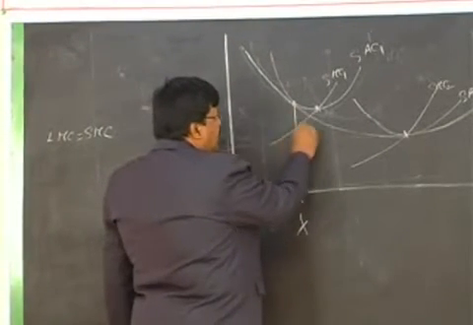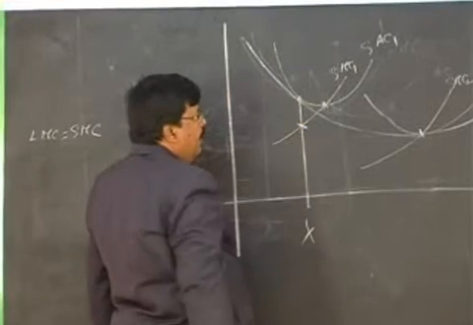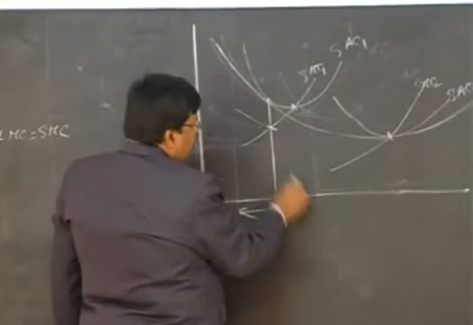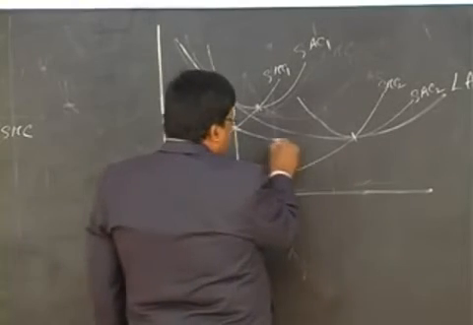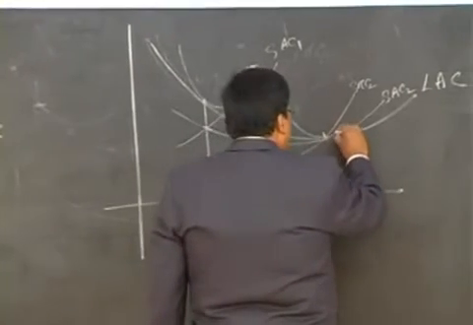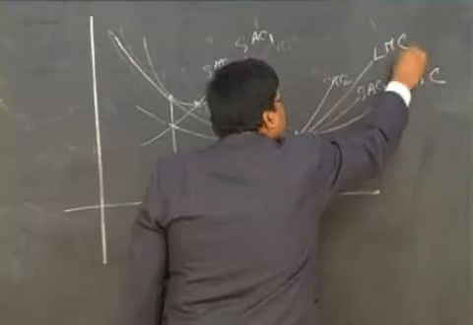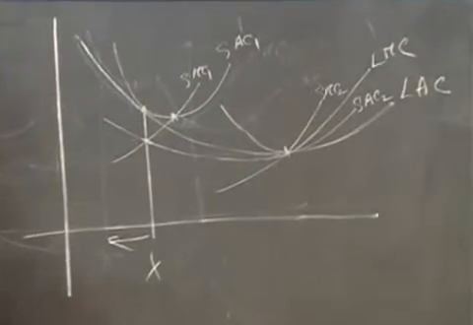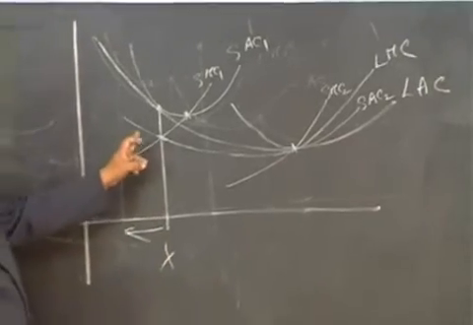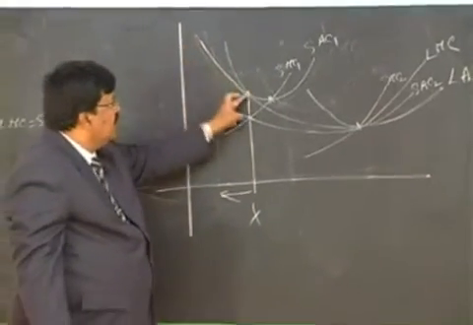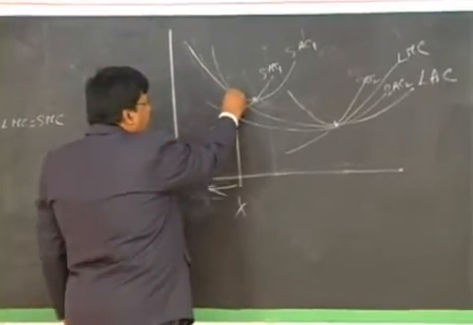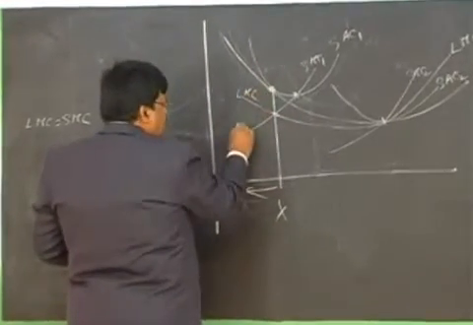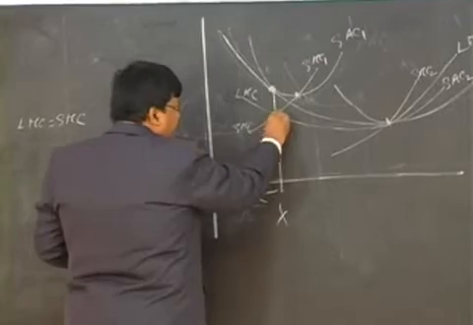Long-run marginal cost and short-run marginal cost are equal here. And before this, LMC exceeds, and after this, LMC lies below it like this. This is LMC, the derivation of LMC. Let us explain why it is so. We say that at OX1, SAC1 is tangential to LAC, and this point of tangency implies that both long-run marginal cost and short-run marginal cost are equal here.